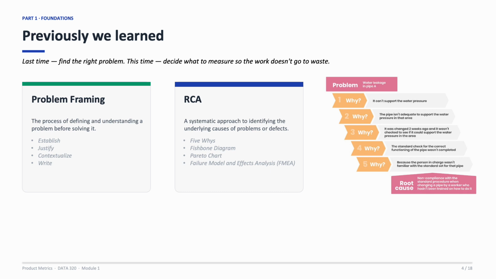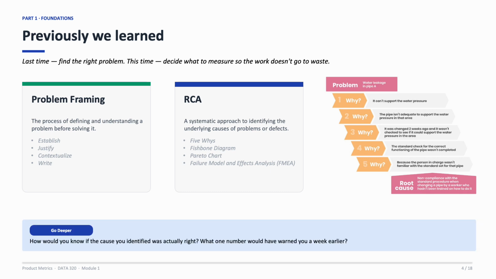Now, here's the question that exposes the gap. Imagine you actually went through the whole process. You framed a problem, you did a fishbone, you identified what you believe is the root cause. You implemented a fix. How do you know it worked? And just as important, how would you have caught the problem a week earlier, before it became a problem worth working on? Both answers live in metrics. That's where today's lecture begins.